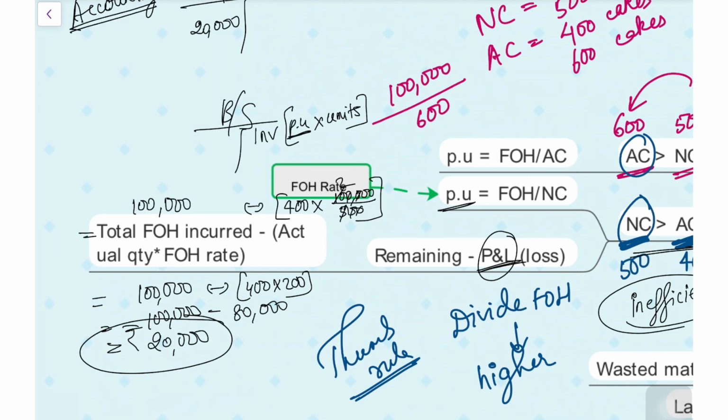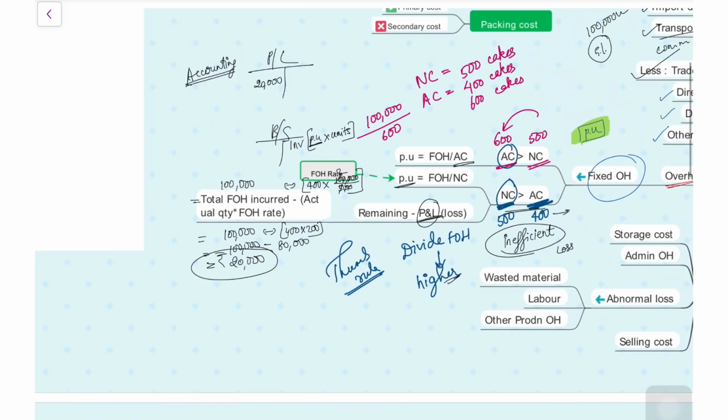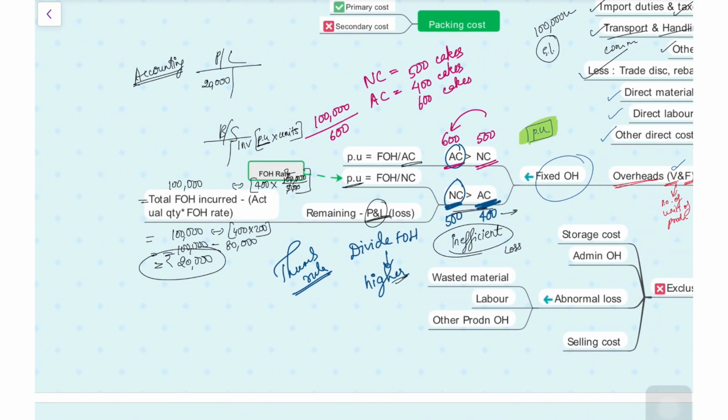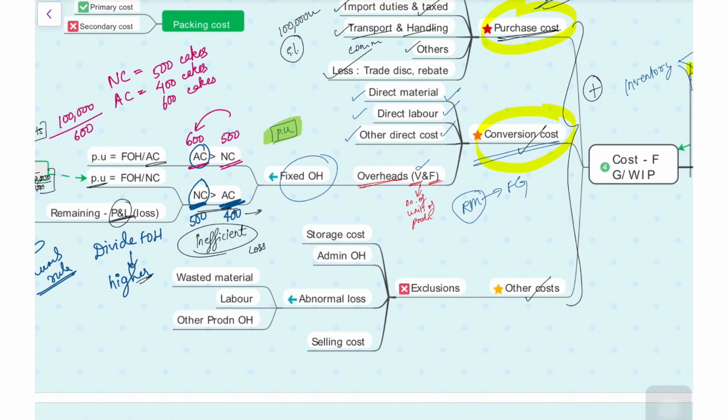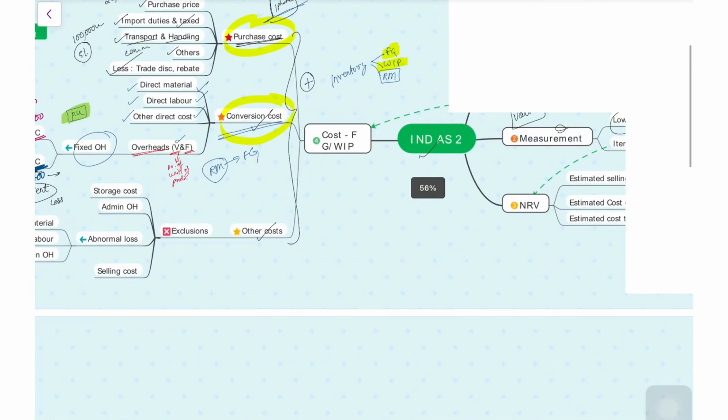And how are you going to find out the per unit rate? Just now I told you, whichever is higher, divide by that and find out your per unit rate, and that's how you will come up with your fixed overhead. Okay, I hope you understood this concept. Is there any doubt? I hope there is nothing. Okay, so now let's move on to the next topic.